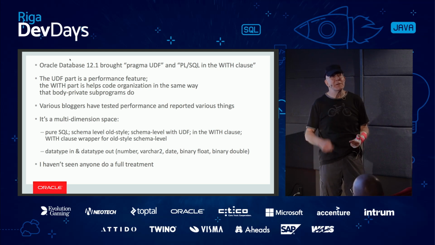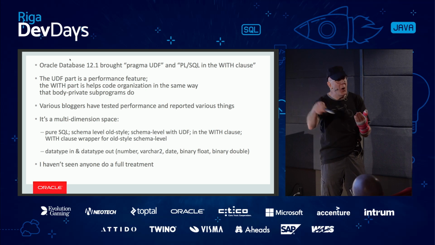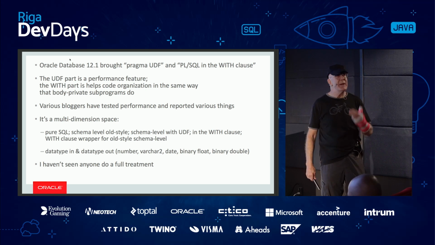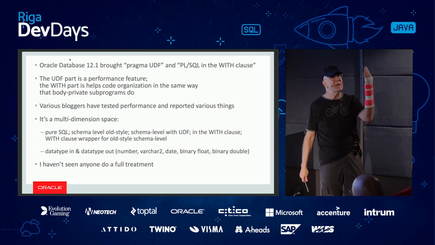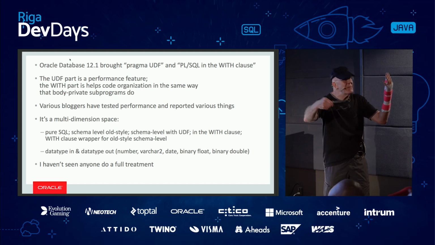Then you redo the timing, obviously you're timing all these, where the function is marked with this new magic knob, pragma UDF. Then you do it again where the same logic is in a WITH clause. Four different ways of doing the same basic functionality.